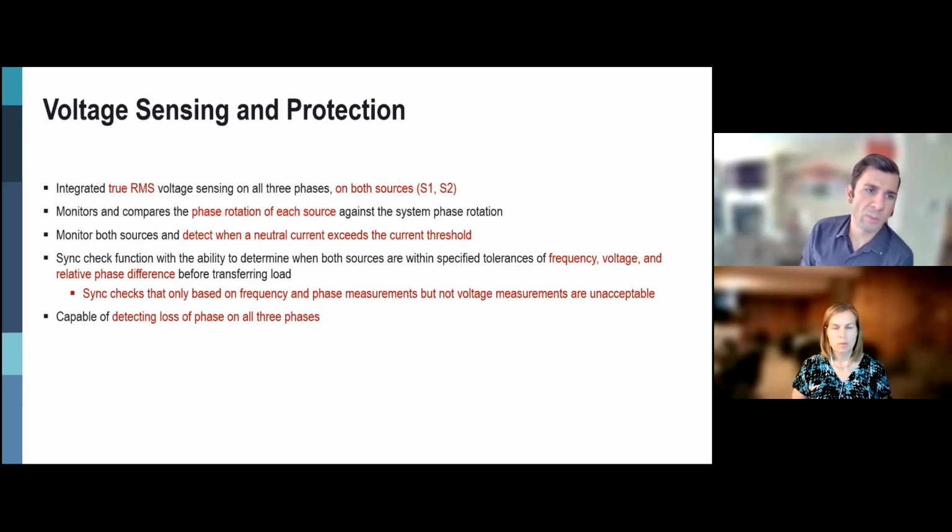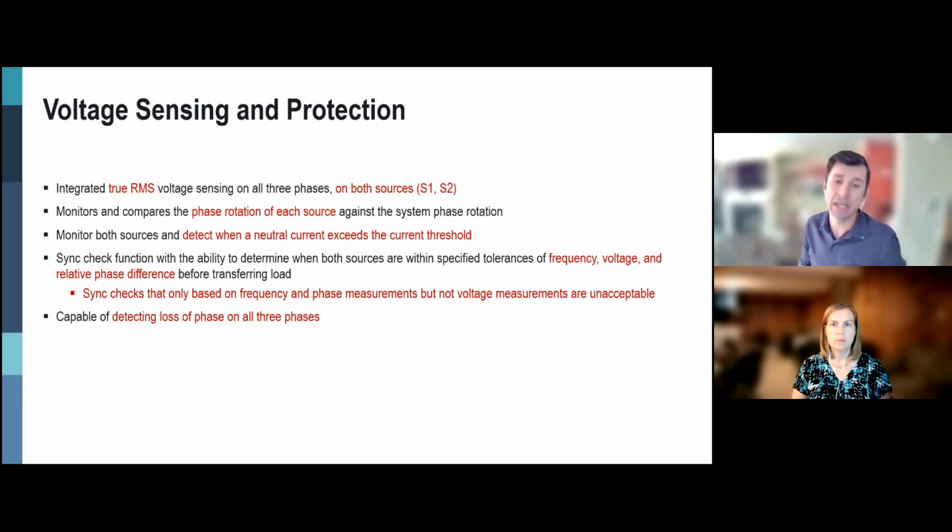I expect that we monitor and compare the phase rotation of each source, and then maybe there's some current detection for when the neutral current exceeds a certain threshold. Sync checks, again, we want sync check. Typical sync checks are phase and frequency, because those are the two that will most likely be out of phase or out of sync. If you're transferring between a generator and a utility, you'd expect the utility, if it's a 480, to be plus or minus 2%, right?